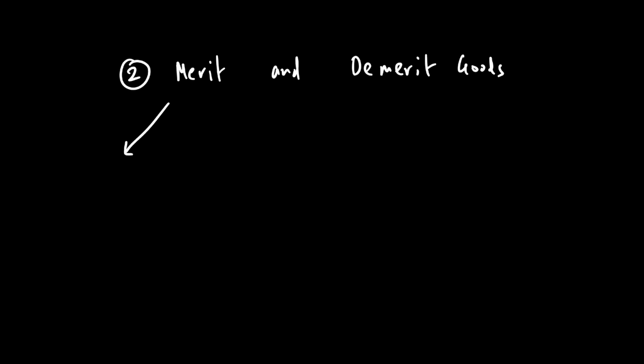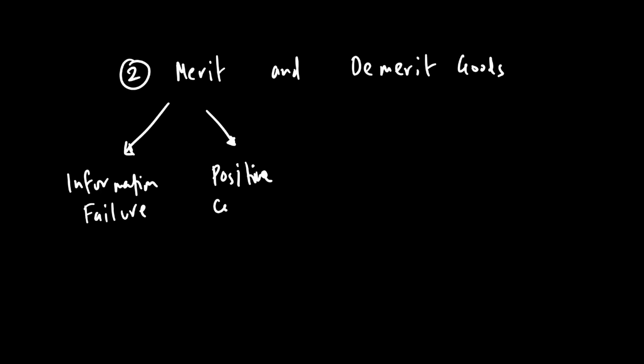With merit goods, we say there is an information failure, and there is also something else happening, which is what we call a positive consumption externality. What's the information failure that happens in the case of merit goods? The benefit of the good will happen in the future, but the cost is incurred today.